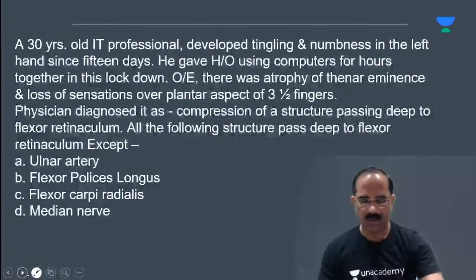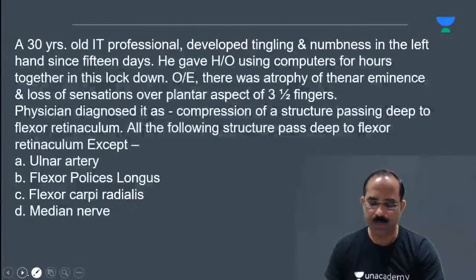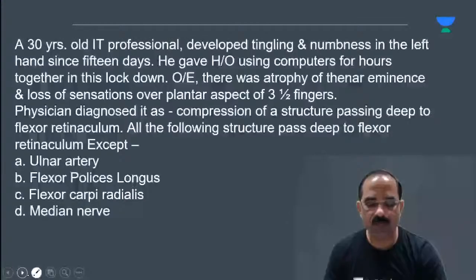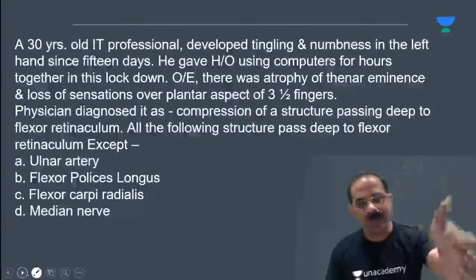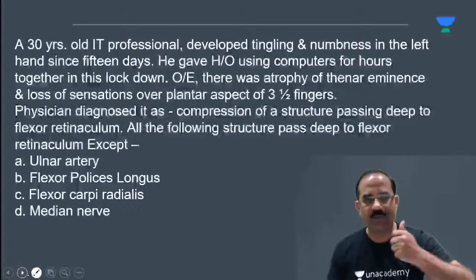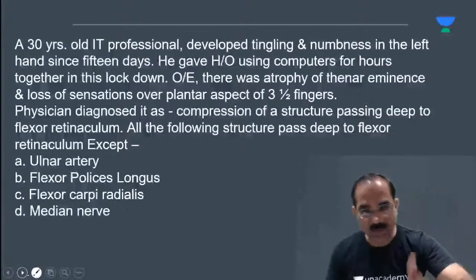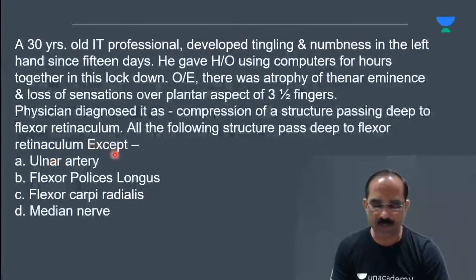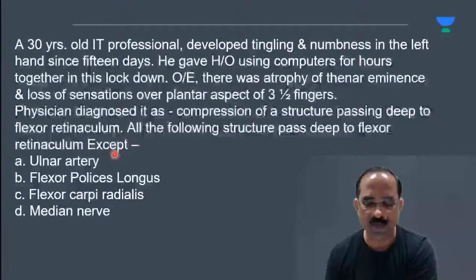Can anyone answer this? All the following structures pass deep to the flexor retinaculum except. Read the MCQ properly, students. I know you know the answer. What is this? Carpal tunnel syndrome. So you feel it is concerned with the median nerve, it will be concerned with the carpal tunnel. But see the MCQ. All the following structures pass deep to the flexor retinaculum except. So then what is your answer? A.